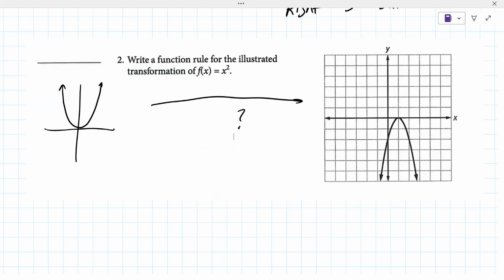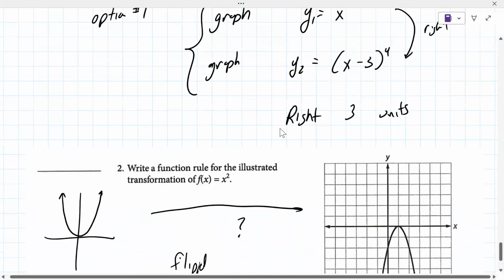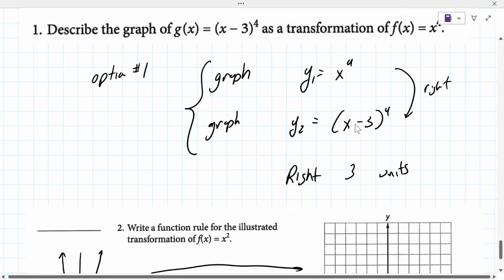That it flipped and moved to the right. Okay, so it flipped. Moved to the right one, I think. Right one. Good. Okay. So based on what you saw in the last problem, how would you go right one on this?